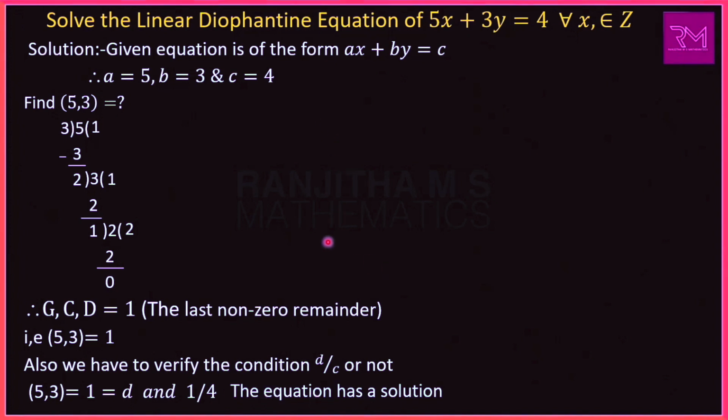This is the first step, that is, first we have to find the GCD. Using the GCD value we have to verify whether d divides c or not. If d does not divide c, the equation has no solution. If d divides c, the equation has a solution.